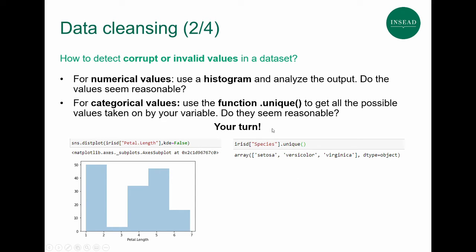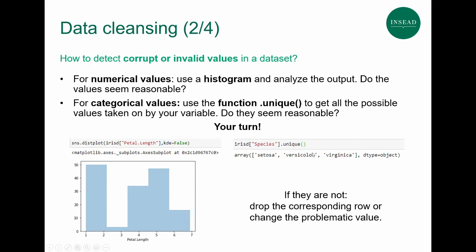For the species category, once again, I call iris_d species. So I'm looking at this particular feature, the species feature, and I'm taking a look at the unique values that come up within this category. And there are 3 of them: setosa, versicolor, and virginica, which are 3 different types of irises. So far, so good. If you do have issues with either the histogram or the kind of values you're getting for your categorical values, you need to either drop the corresponding row or change the problematic value.